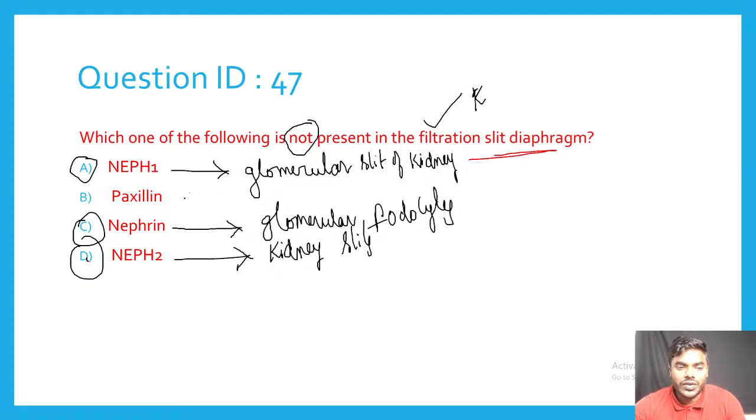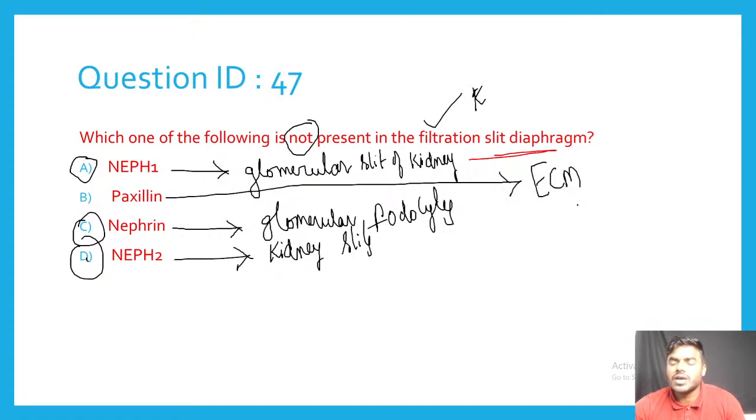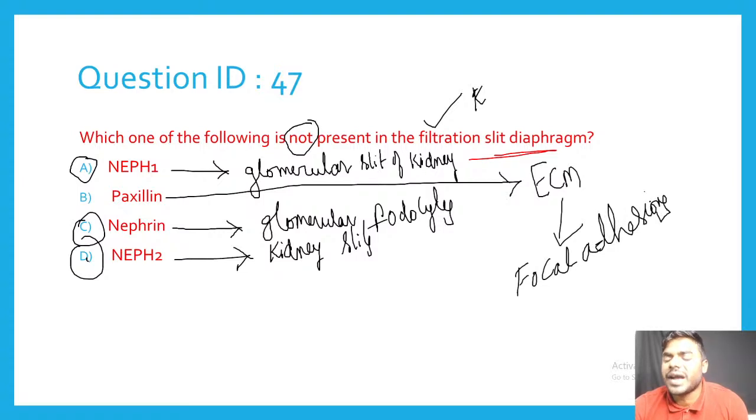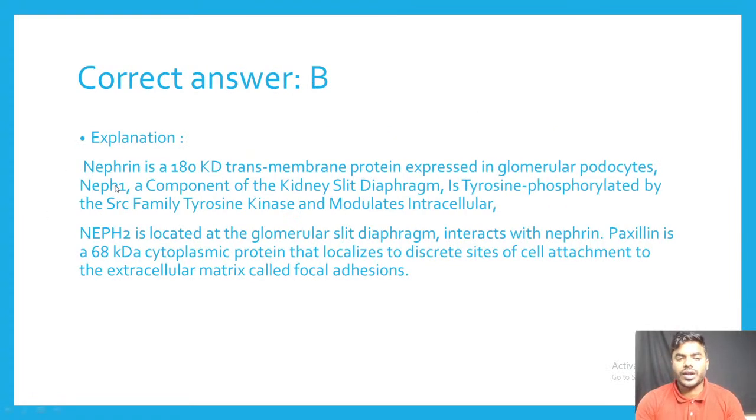Always remember that. Now the one you have to remember, friends, is paxillin. Paxillin is an important protein. It is actually involved with the extracellular matrix protein. And this paxillin, friends, very specifically attaches to the focal adhesions present on the extracellular matrix. Don't get confused. It's okay, you don't know the answer, no problem. But remember the function of every single protein. Hence, which is not present in the filtration slit of the diaphragm is, my friends, paxillin. Don't get confused with that.